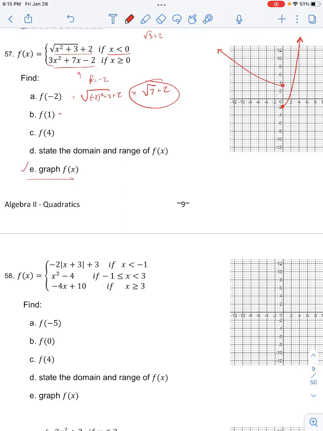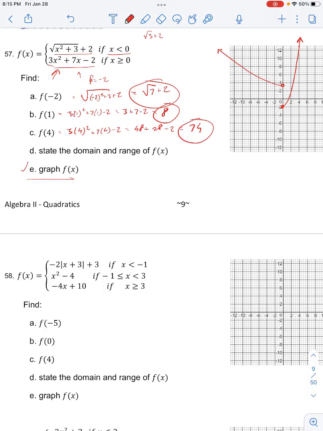This f of 1 is going to be when x is greater than 0. So we have 3 times 1 squared plus 7 times 1 minus 2, which is 3 plus 7 minus 2, which is 8. And f of 4 is also when x is greater than 0. So we have 3 times 4 squared plus 7 times 4 minus 2, which will be 16 times 3 is 48, plus 28 minus 2, which is 76 minus 2, which is 74.